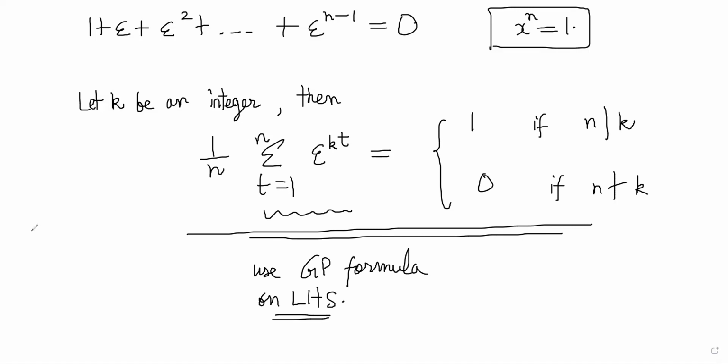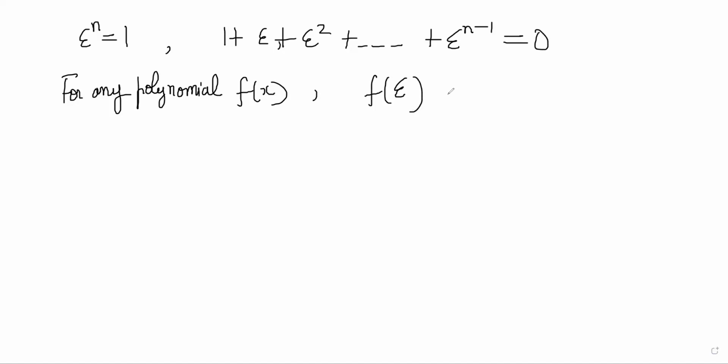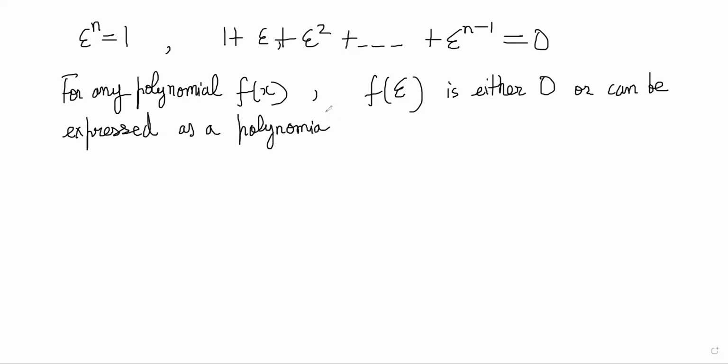Now, one final statement that I would like to make here is, we know that epsilon power n is 1, and we also know that 1 plus epsilon square till epsilon power n minus 1 is 0. So from that, you can see that for any polynomial f of x, f of epsilon is either 0 or can be expressed as a polynomial in epsilon whose degree is less than or equal to n minus 2.